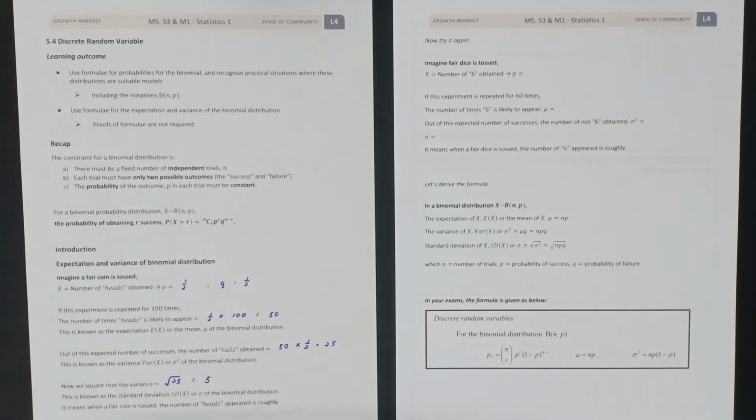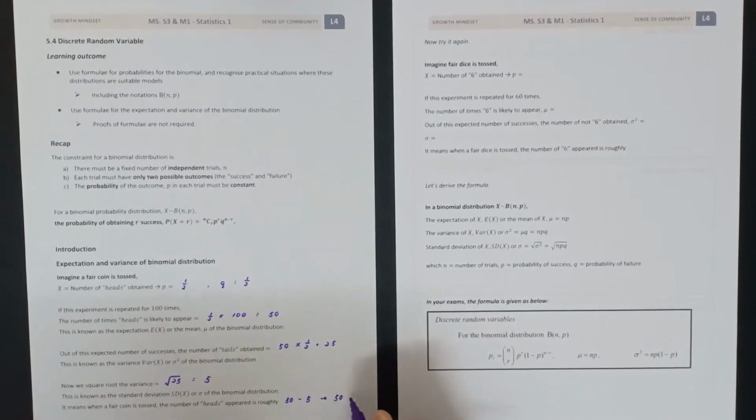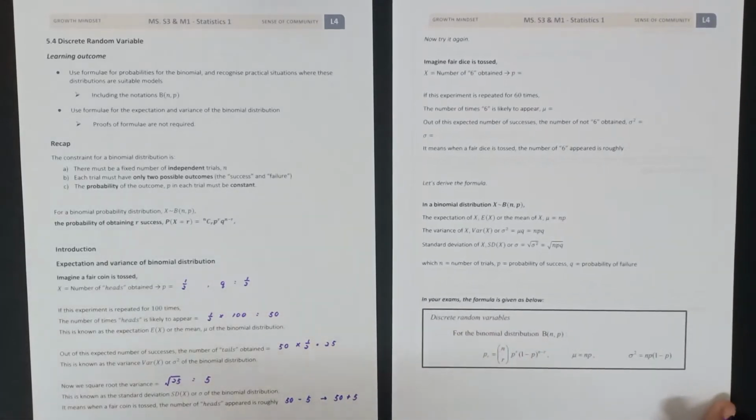So what does the standard deviation actually mean? It means that when you toss a fair coin 100 times, the number of heads that you are likely to get is about 50. So it will be 50 minus 5 to 50 plus 5. In a real life experiment, I expect and allow an error of 5. So the range that I will roughly get for the number of heads is 45 to 55.